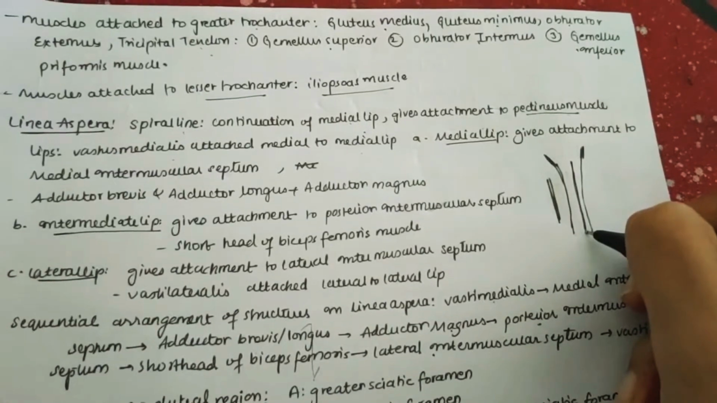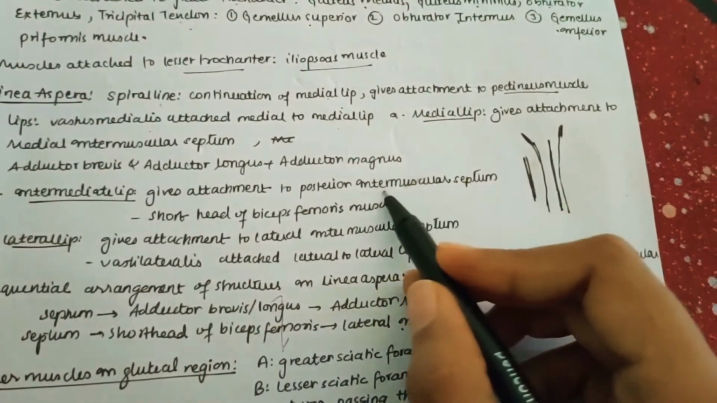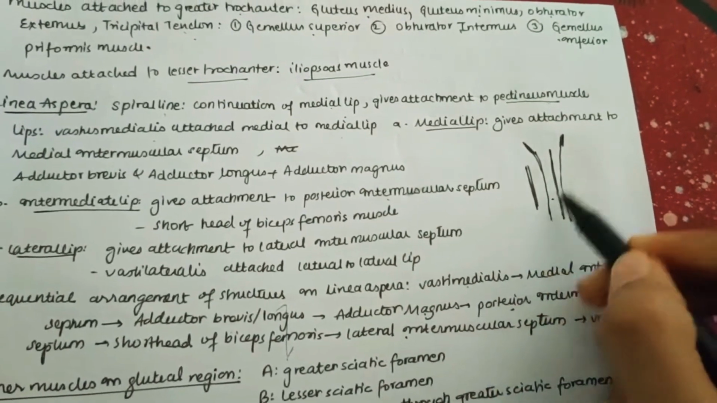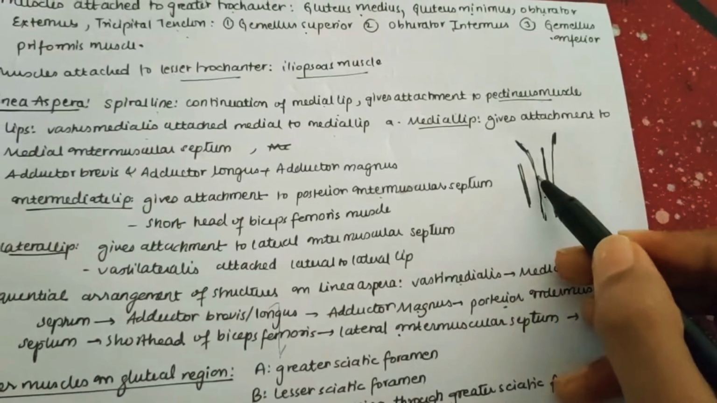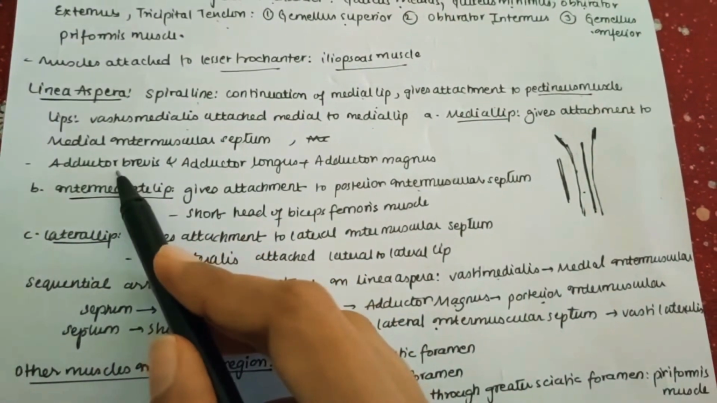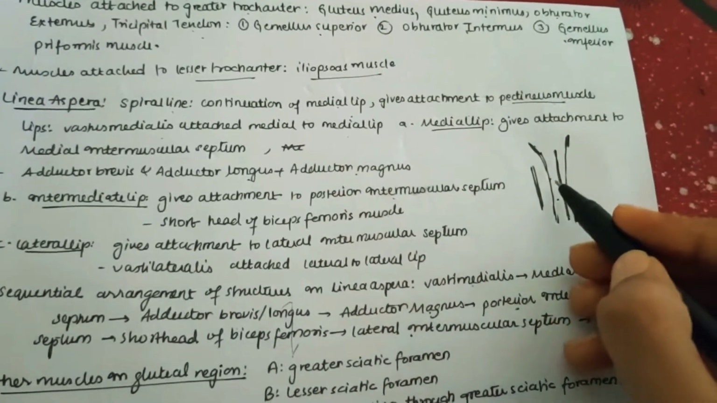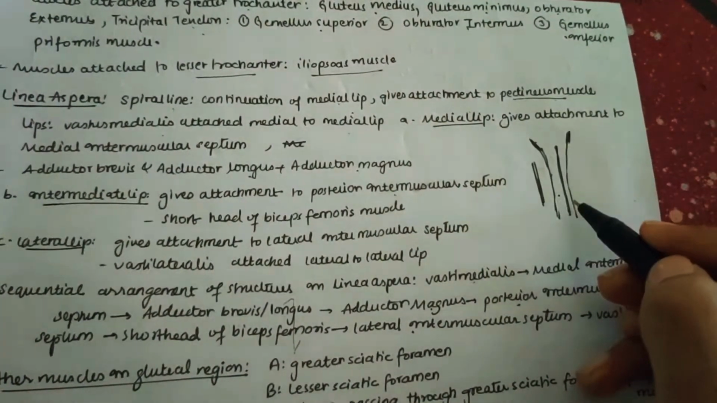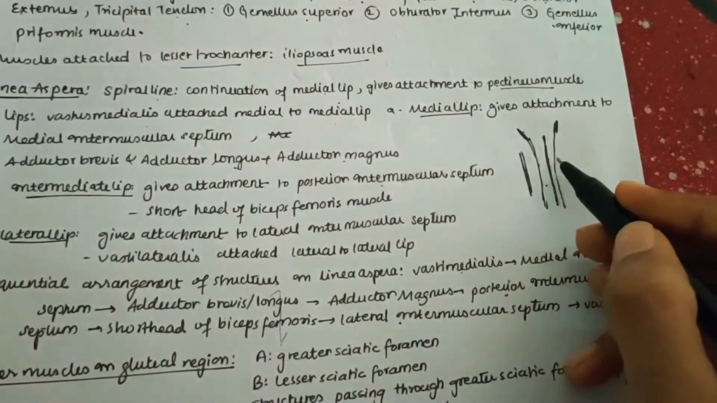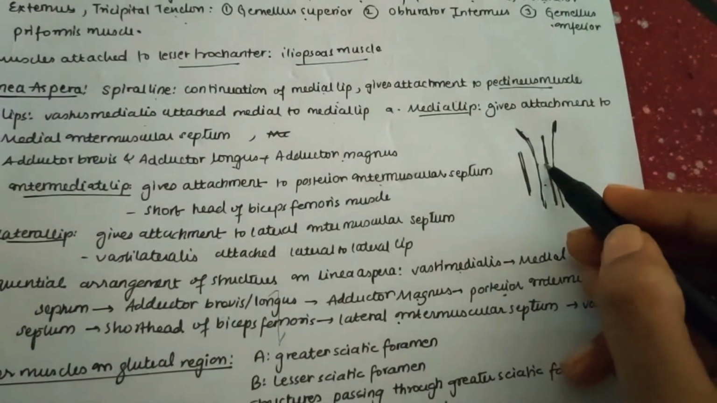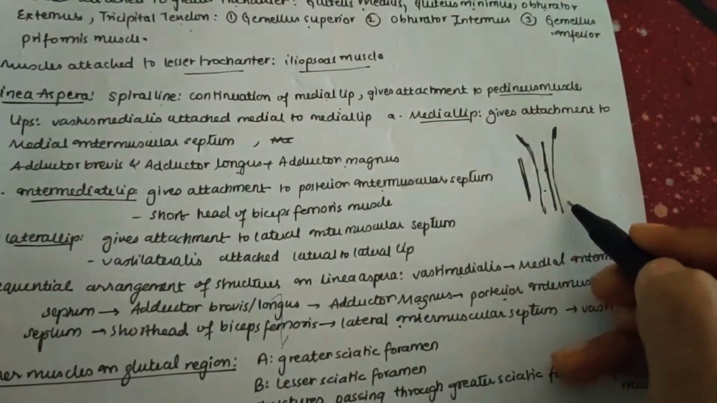Okay, and here in the middle, that is the intermediate lip, there is attachment of the posterior intermuscular septum. And one more thing, between this medial lip and intermediate lip, there is attachment of muscles. You can see here adductor brevis and adductor longus, and also adductor magnus. So the adductor muscles are in between the medial lip and intermediate lip. So in the intermediate lip, along with the posterior intermuscular septum, there is also attachment of the short head of biceps femoris.